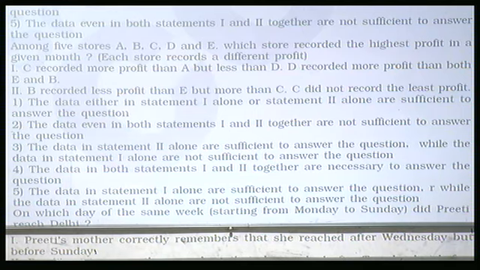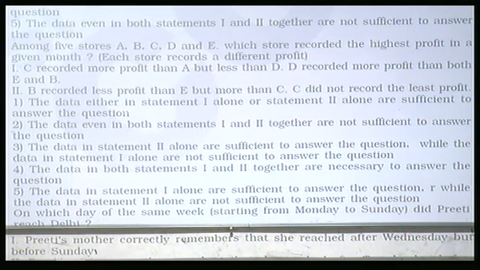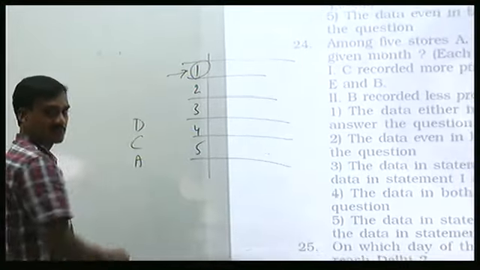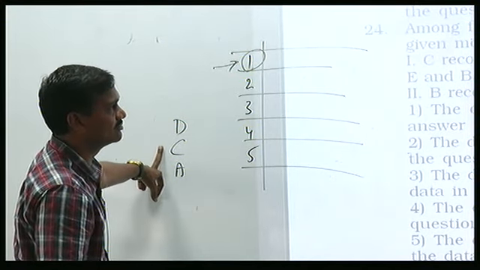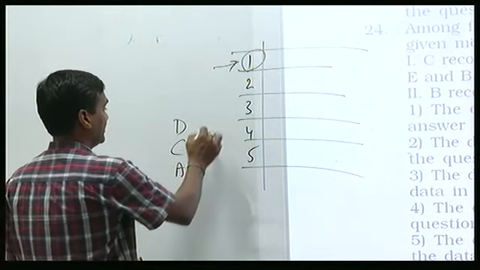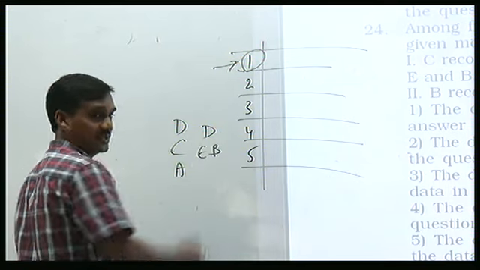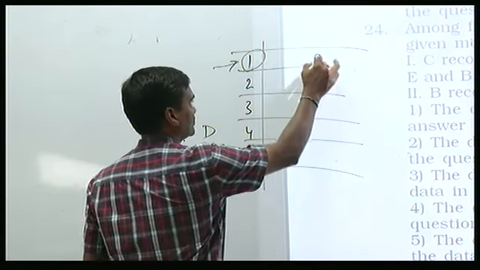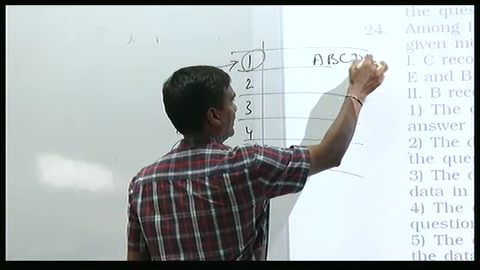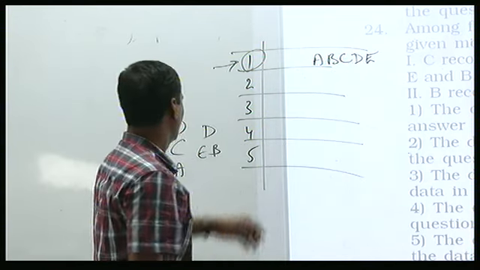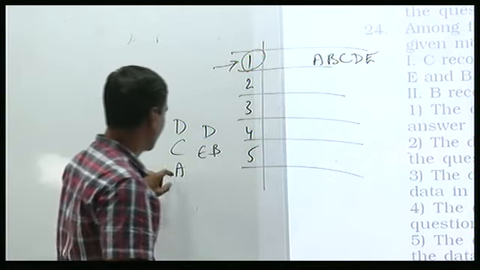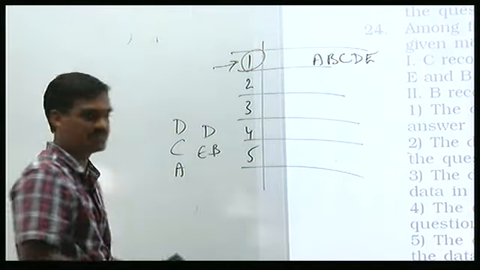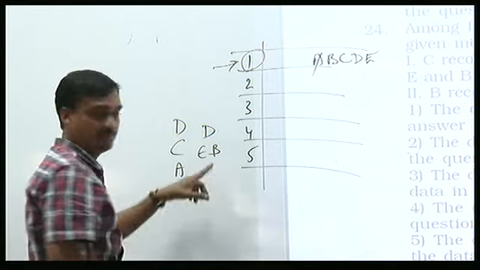Then, condition number 1. C recorded more profit than A. C is more than A, but less than D. C more than A, but less than D. D recorded more profit than both E and C. D recorded more than what? Both E and C. Now, in total, how many stores are there? 5 stores. And out of these 5 stores, tell me whether A can be here. Whether A can be here or not. No. Why? Because A is lesser than at least 2, D and C. Hence A cannot be here. Can B be here?